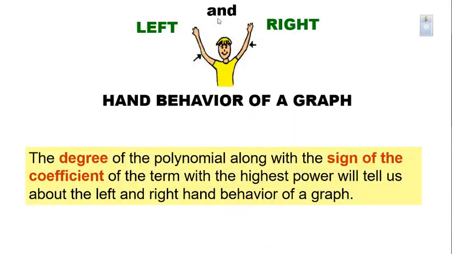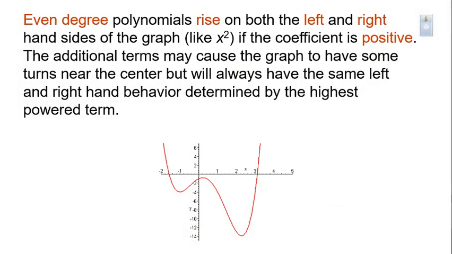So let's talk about those. The two big things that will give us end behavior information are the degree and the sign of the leading coefficient. In other words, the leading term will tell us that. Let's take a look at a graph where this graph has an even degree and a positive leading coefficient.